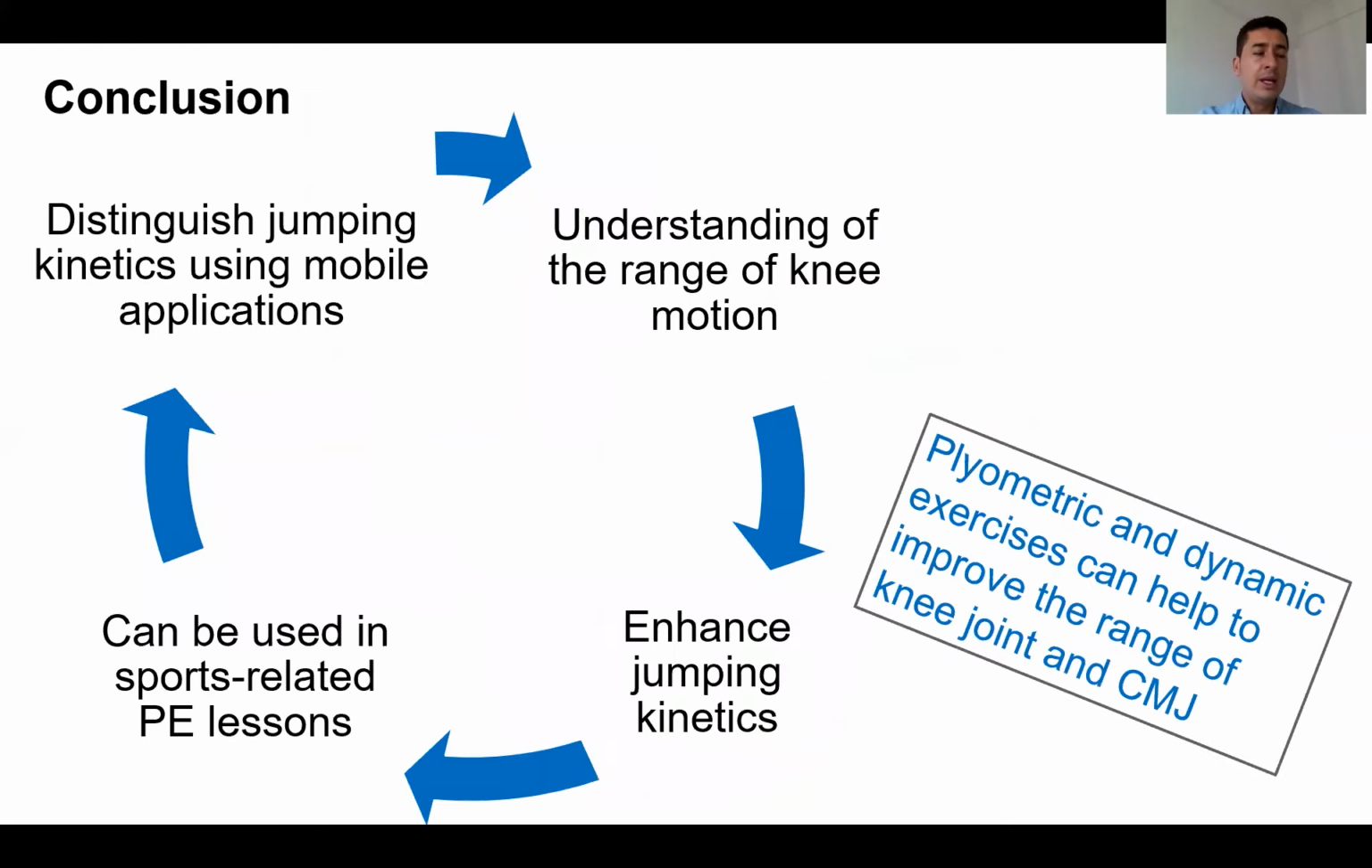In the conclusion, through this 2D video analysis, we understand the range of motion and the difference in the range of motion, and distinguish jumping kinetics using mobile applications that are practical and that we can implement in the field. We can also use this exercise, this equipment, and these apps in PE lessons in real time, and this exercise and understanding the range of the knee motion will help to enhance jumping kinetics. So this plyometric and dynamic exercise can help to improve the range of the knee joint in the countermovement jump.